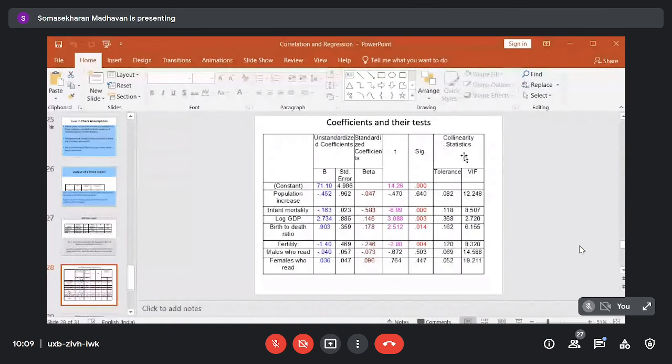And this is the output of the coefficients and their test. So here I have taken a model with the dependent variable as the female life expectancy. And the independent variables: population increase, infant mortality, GDP, because GDP is not normal, I have taken log GDP, a transformed variable, birth to death ratio, fertility, male literacy, female literacy, etc.